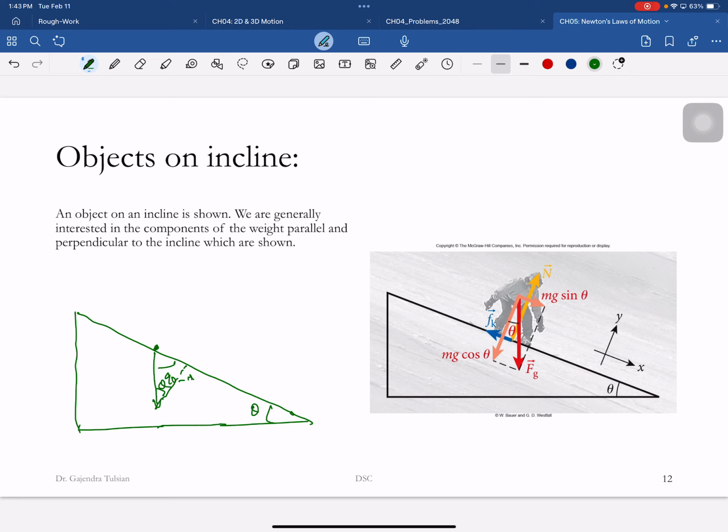Okay, so mg, and this is theta. So this is the opposite side, mg sine theta. And this is the adjacent side, which is mg cosine theta. Okay, so if this is mg, this component is mg cosine theta, and this component is mg sine theta.